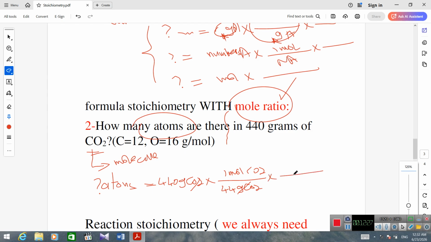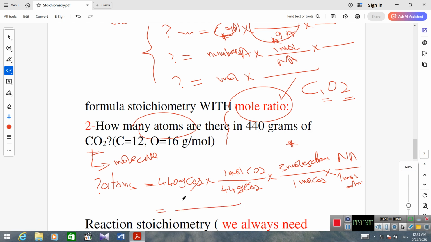Again, at this point, we need the mole ratio. Here it must be mole CO2. 1 mole of CO2 has 3 moles of atoms. Why? C1O2: you get 3 moles of atoms, 1 mole of carbon and 2 moles of oxygen. And again, 1 mole of atoms is Avogadro's number.